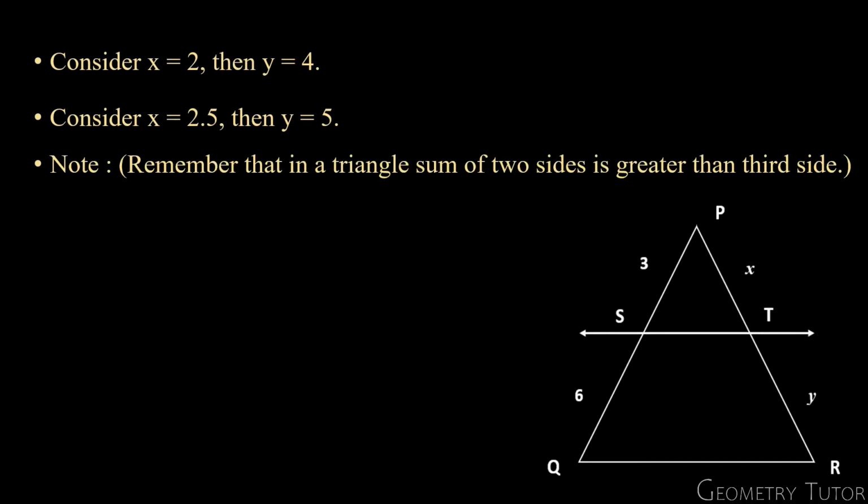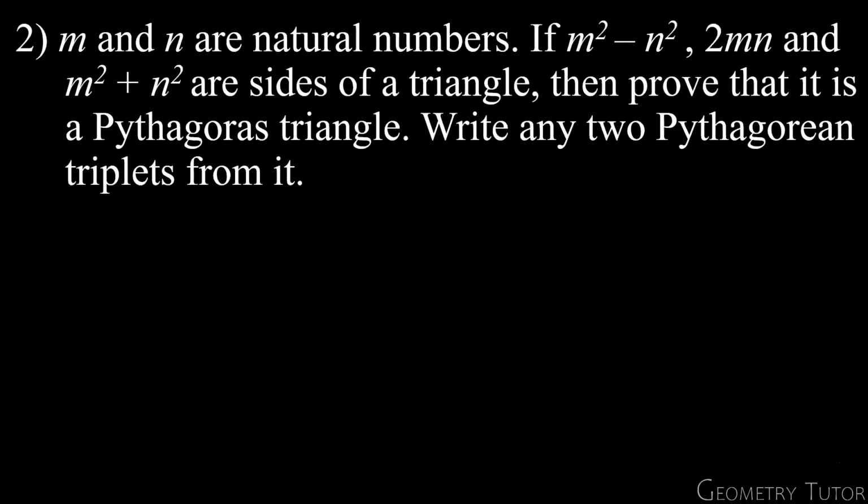Now we will consider another example of such type. M and N are natural numbers. If m square minus n square, comma 2mn and m square plus n square are sides of a triangle, then prove that it is a Pythagoras triangle. Write any two Pythagorean triplets from it. Now let us consider the sides of a triangle.